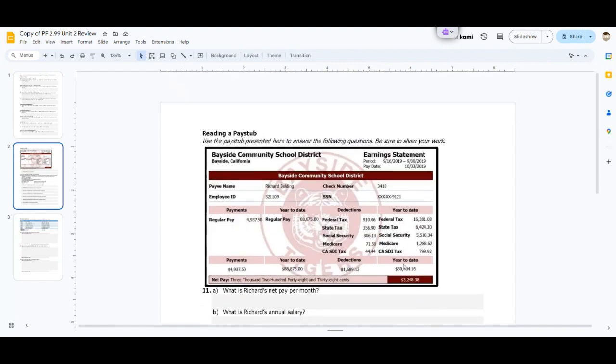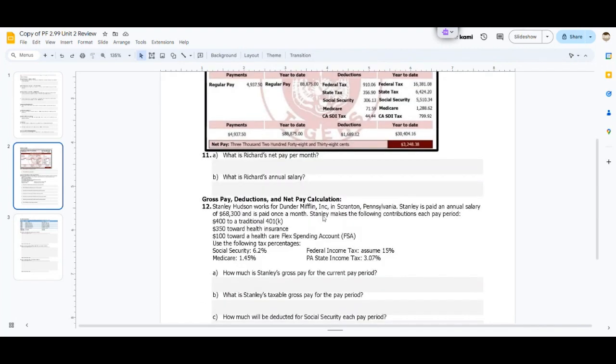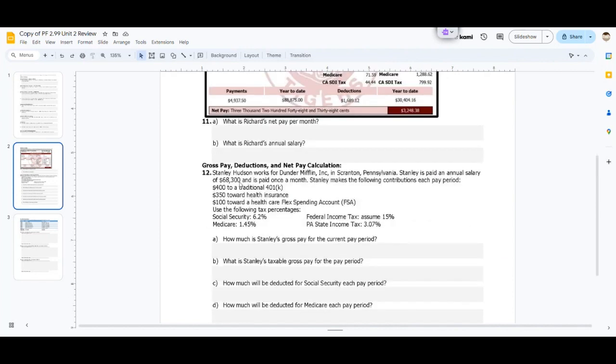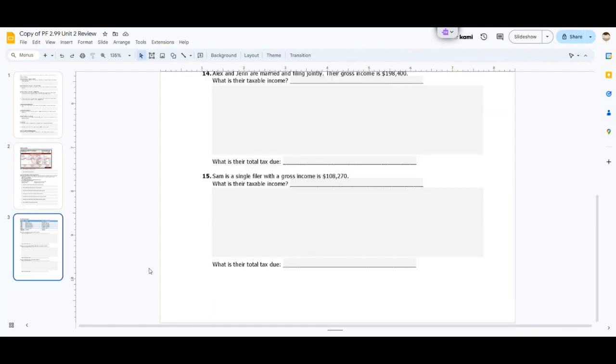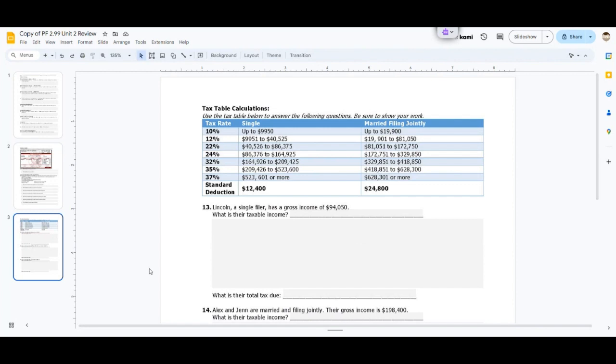Page 2, we've got a paycheck here. All right. Or a pay stub. And so you need to answer some questions based on that pay stub. We've got more in-depth questions here where we're actually calculating gross pay, the deductions and net pay. And then again, a little bit more practice with some tax brackets. All right, so 2 worksheets to complete today. We'll go over both of these next time that we meet. We're setting ourselves up to be ready to assess on this unit. All right, so get these 2 worksheets done.